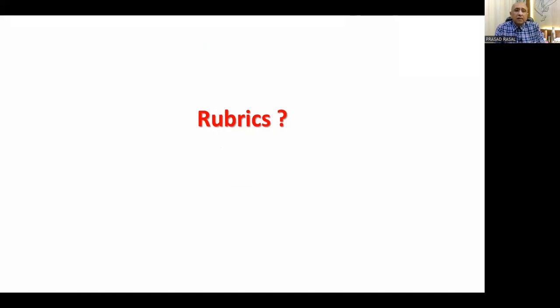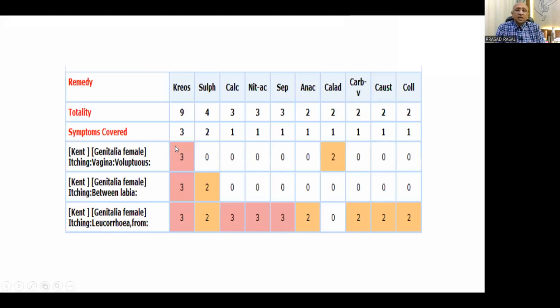At that time, I was very familiar with the particular chapters of the repertory. I was very familiar with Allen's keynotes and with Boericke's Materia Medica. Because of that, I was going towards the particular characteristics in each and every case, so I used to look at what was there in the case. So I selected 3 important symptoms: genitalia female, itching, vagina, voluptuous.